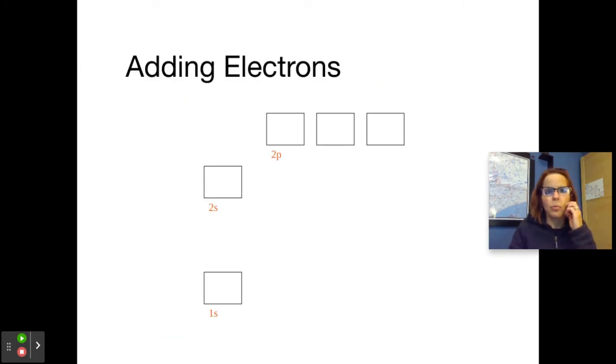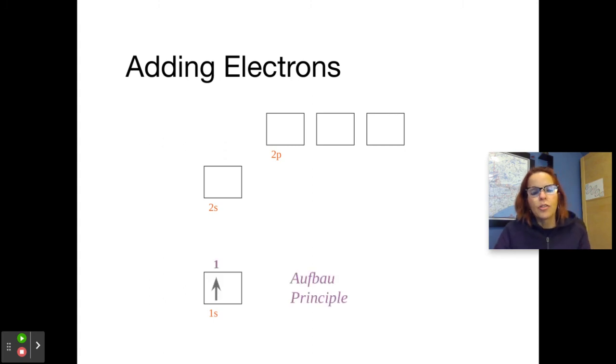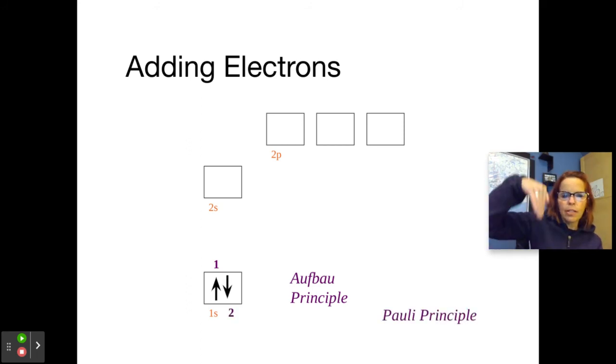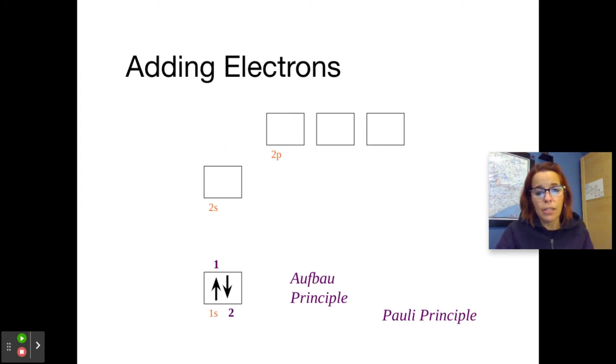All right, so let's watch how you add the electrons. If we needed to add just 1 electron, the Aufbau principle says the lowest level. If we need to add a second electron, the Pauli exclusion principle says make it spin in the opposite direction. Aufbau says go to the next lowest level. Pauli says make it spin in the opposite direction.